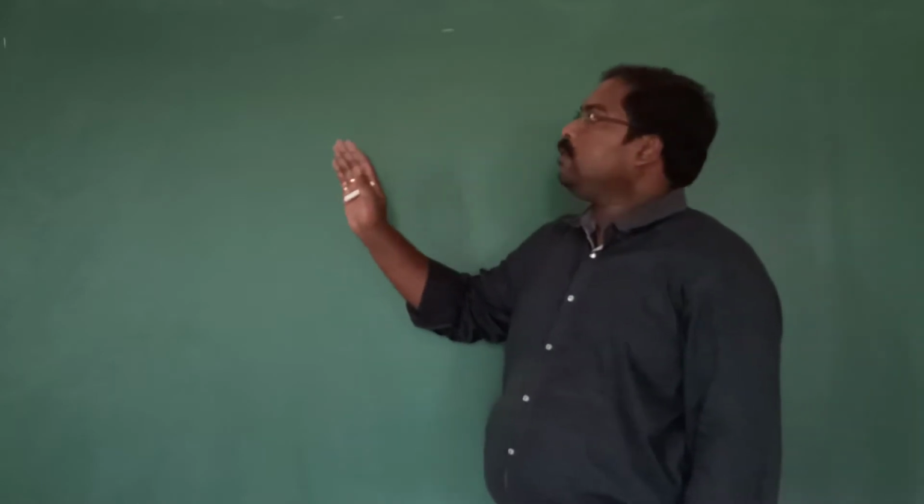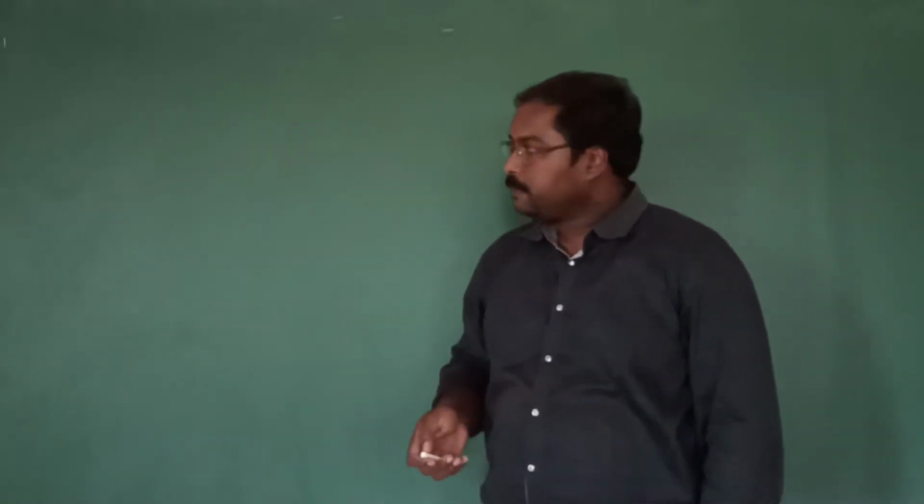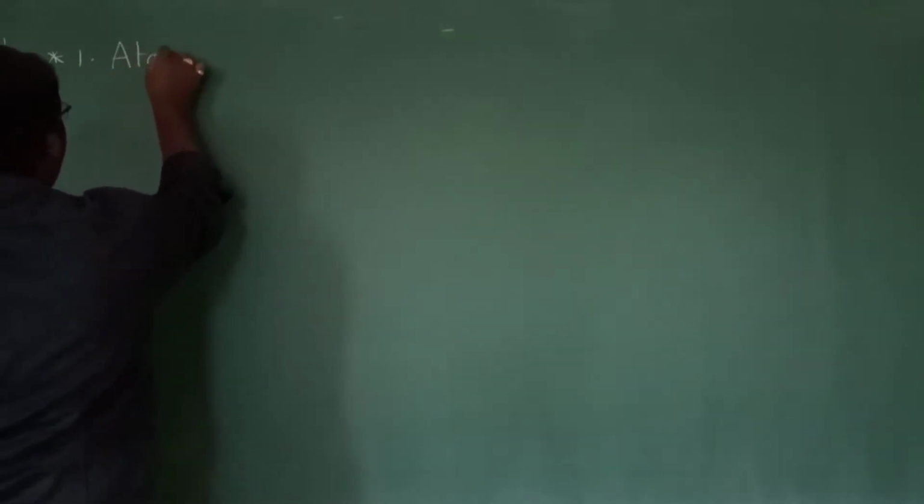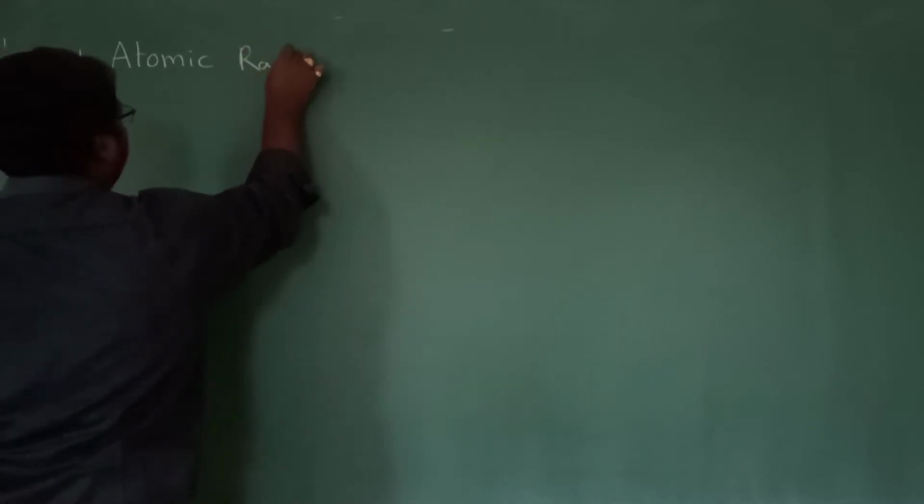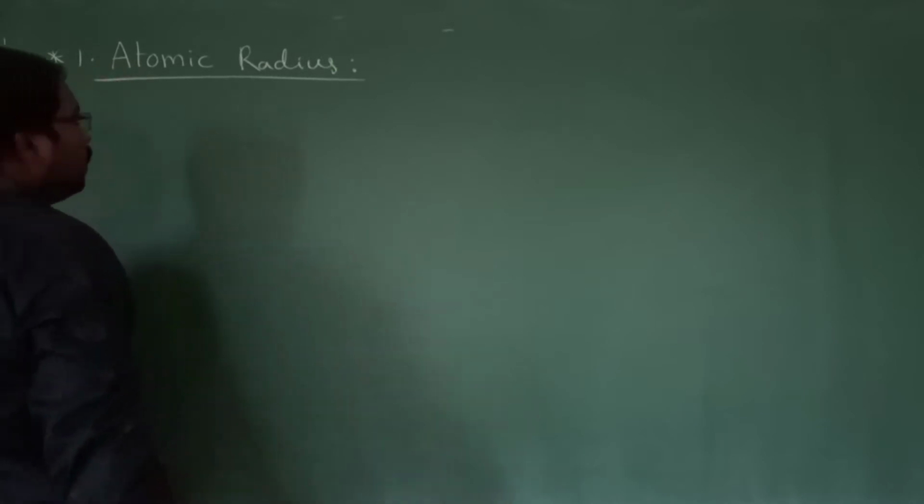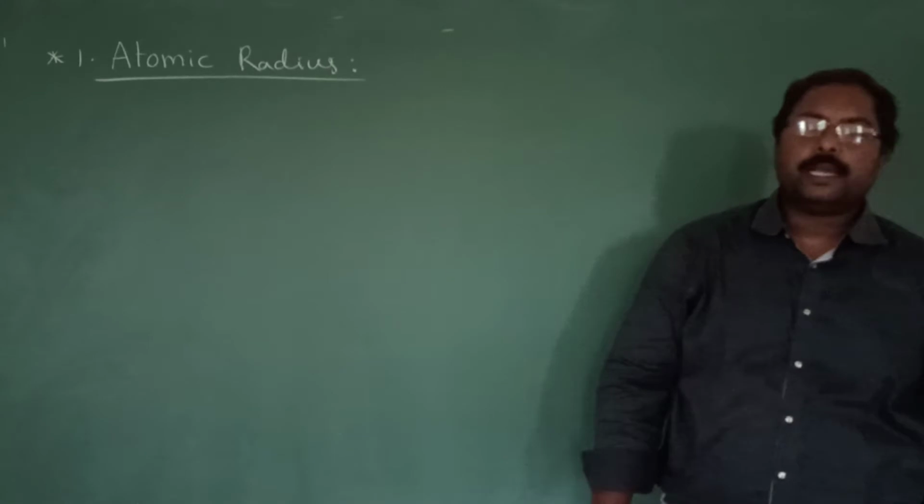So what are the periodic properties? Let us discuss in detail. Now coming to the first one, a very important periodic property, that is atomic radius. The first periodic property is atomic radius.